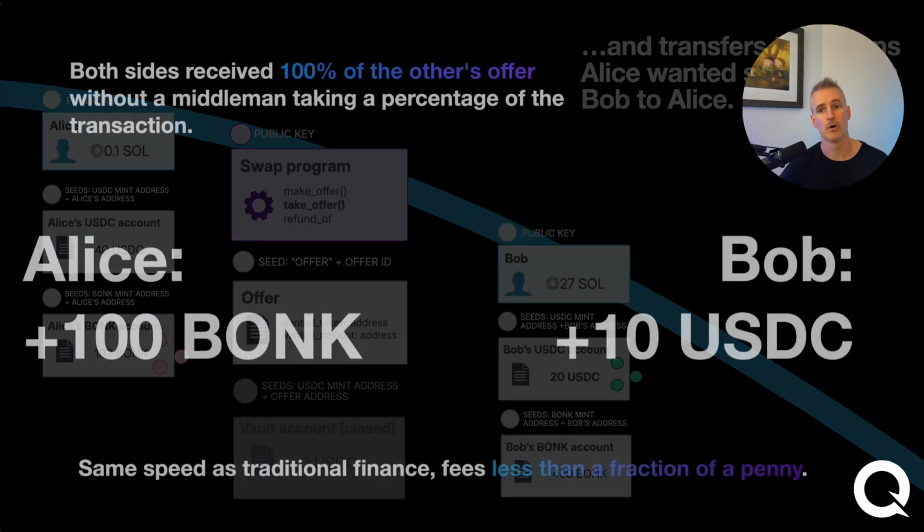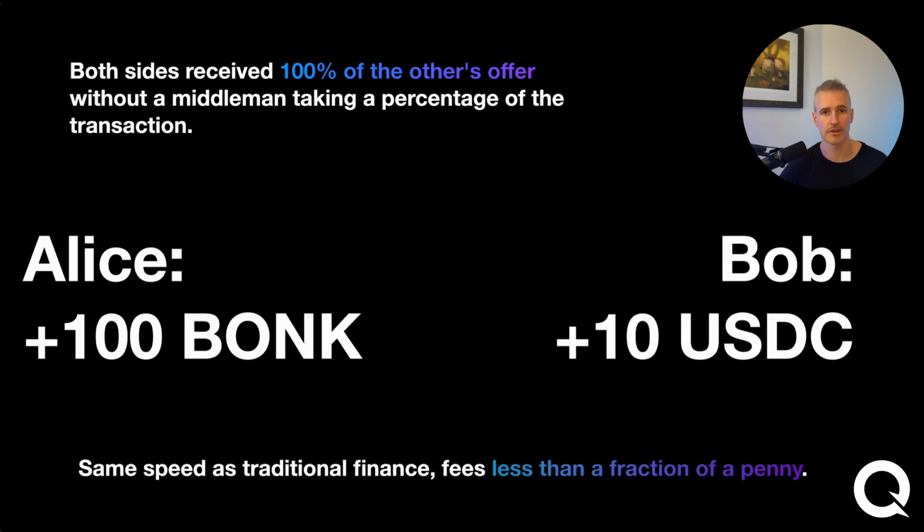And that's it. Both sides have received 100% of what the other person offered without a middleman taking a percentage of the transaction. It's the same speed as traditional finance, and as we said before, the fees will be a tiny chunk of a cent. So open a terminal and let's build this.